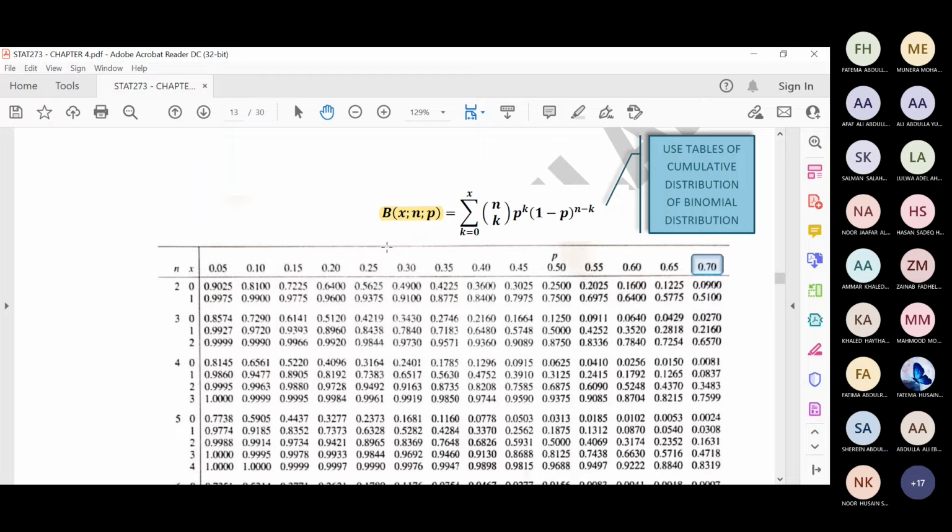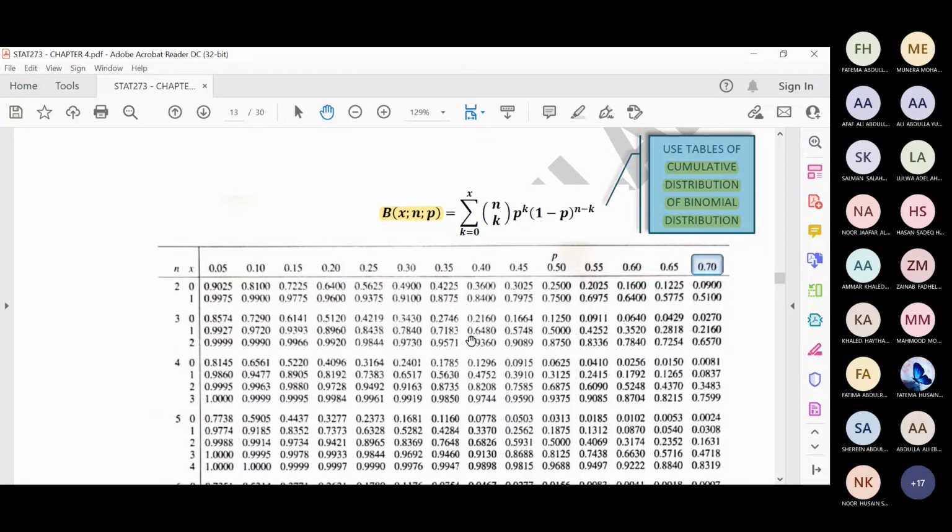Capital B. So what are these? Cumulative. This table is not for the probability directly. It is for the cumulative. So I'm writing a note here: use tables of the cumulative distribution of the binomial distribution. Why? Because it is written capital B. It's not small letter b.